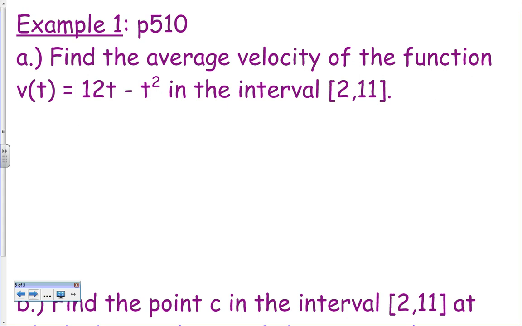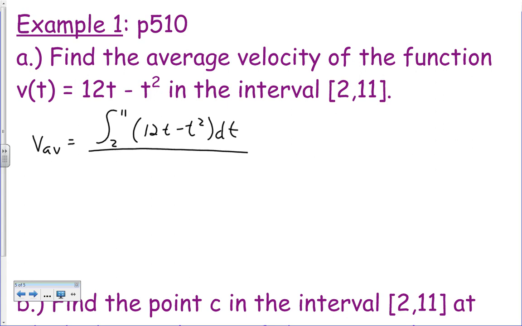Instead, I'm going to change it and find the average velocity of the function in the interval from 2 to 11, which they already told us the answer is 29. We're just going to verify that, in fact, we get that. So the average velocity, v sub AV, we said is equal to the integral from 2 to 11 of my velocity function, which is 12t minus t squared dt, divided by the interval, which is 11 minus 2, or I prefer to write it as 1 over 11 minus 2.